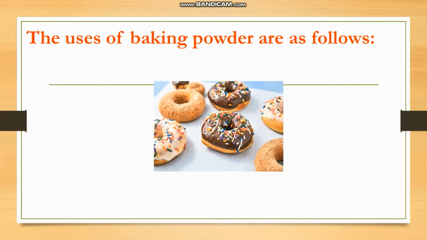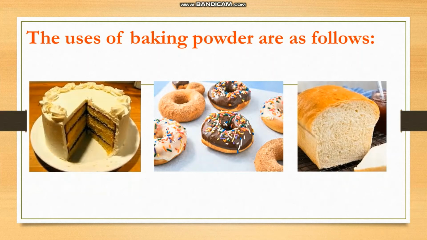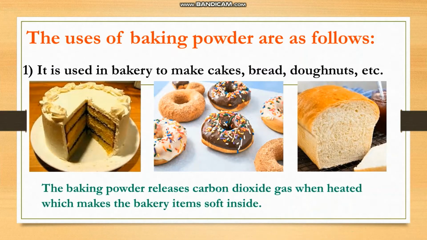The donuts that we eat, the cake, the breads, most of the bakery items, while making them, baking powder is used. It is used to make them soft, fluffy, and even taste good. When the baking powder gets heated, it releases carbon dioxide gas, so it makes them fluffy and soft inside.